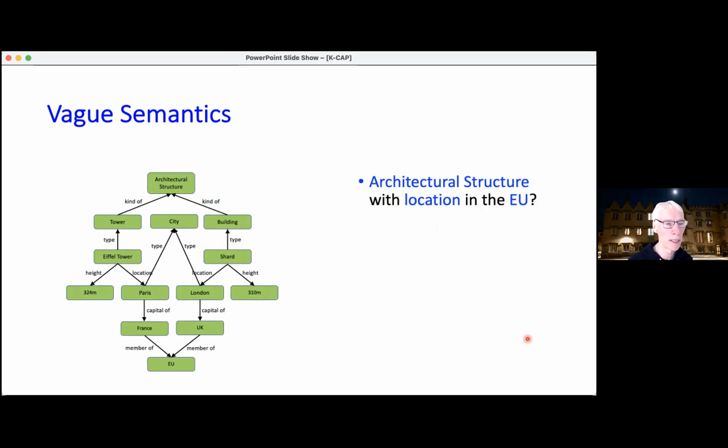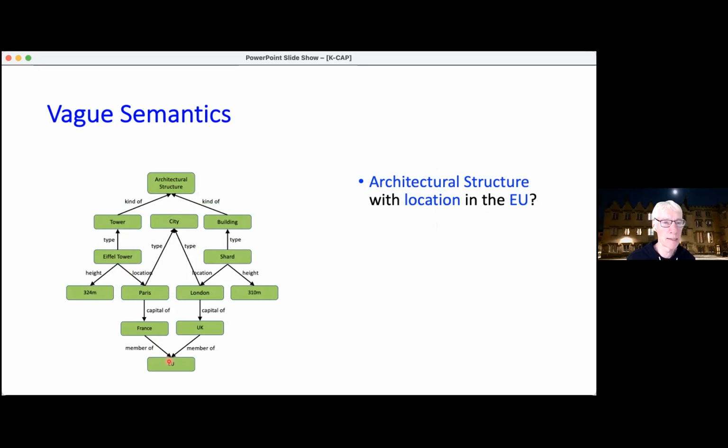Well, if I look at my graph as a human being, it seems intuitively that I ought to be able to answer that question. I have the Eiffel Tower, for example, which looks like a kind of architectural structure, and it's located in Paris, which is the capital of France, which is a member of the EU. So I should be good to go.